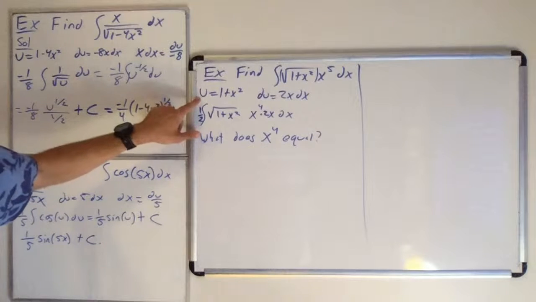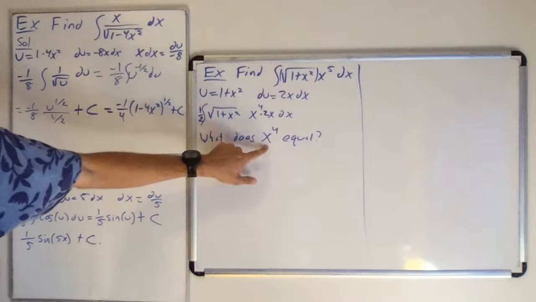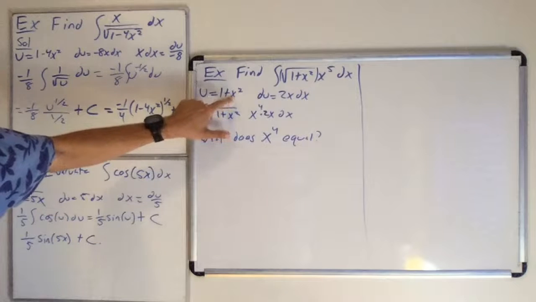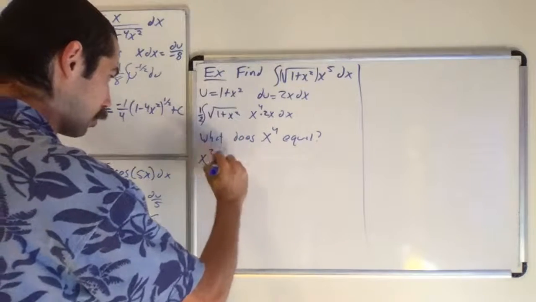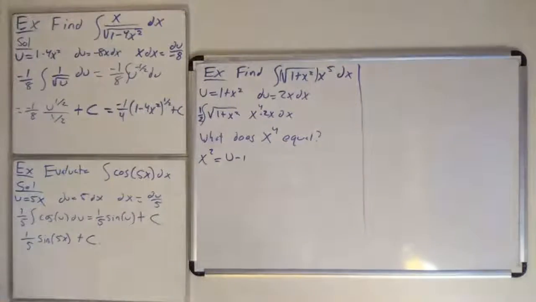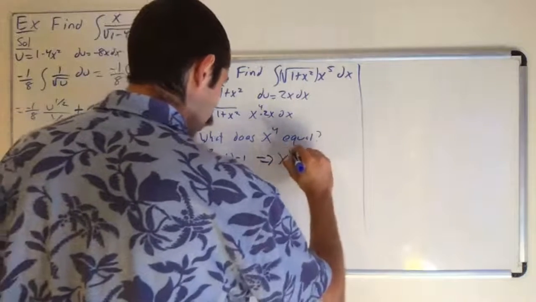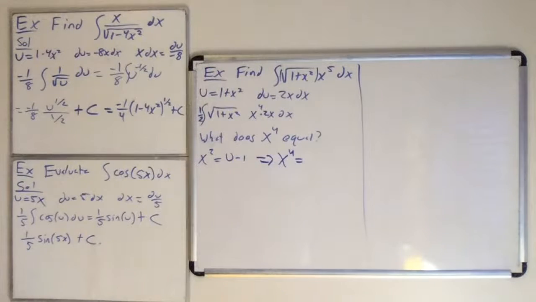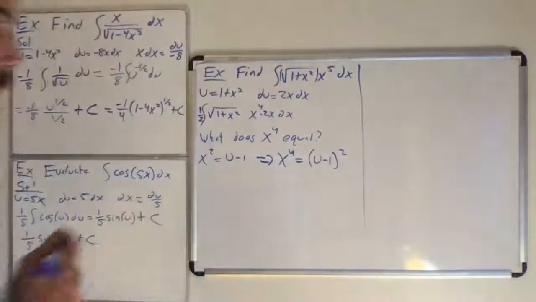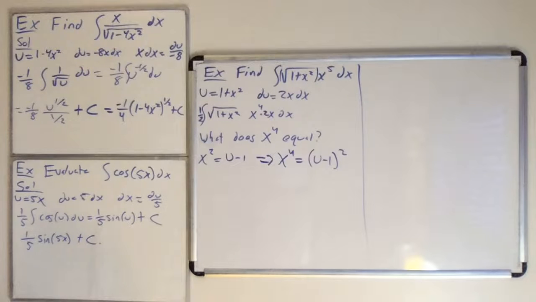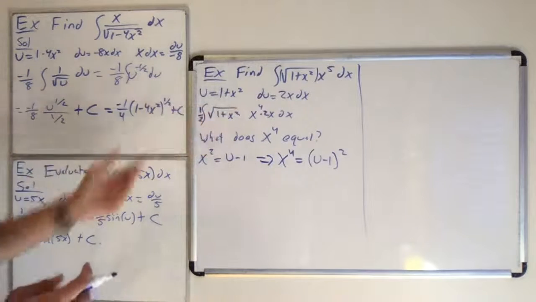Well, let's see. Jax, I think you're on the right track. We could break up x to the fourth into x squared times x squared, and we could solve for x squared in terms of u. Using this equation, x squared is equal to u minus 1, which tells us that x to the fourth is, yeah, what Banu said, u minus 1 squared. And so now we know how to express each part of our integral in terms of u's.